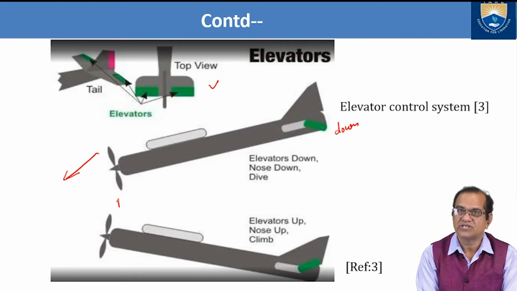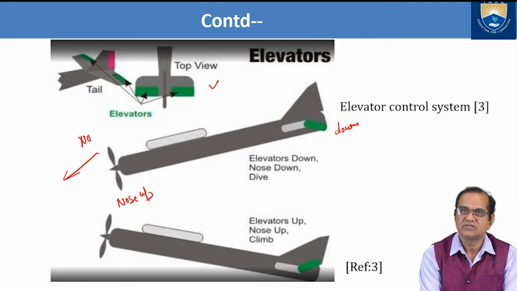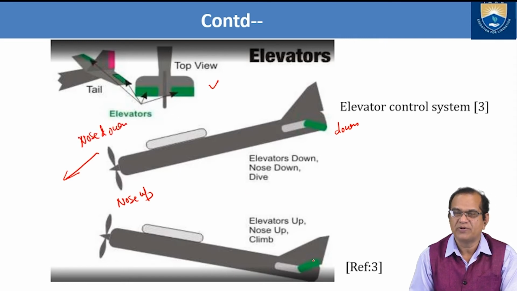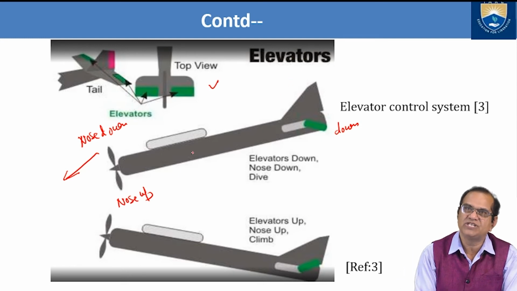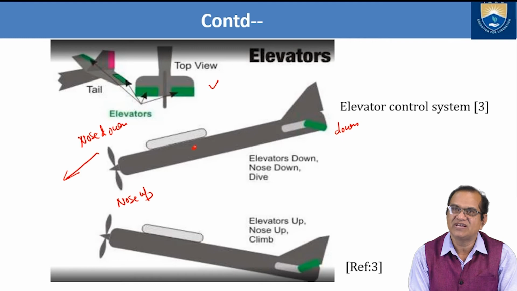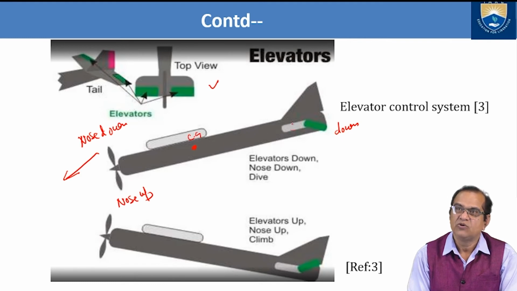If you want to make nose up, this is the nose down, so you have to put it up. So what will happen in the up case? First I will discuss how this works. Here is the center of gravity of this aircraft. This is the CG point, and if you put the elevator down, then air will go like this, and like this.